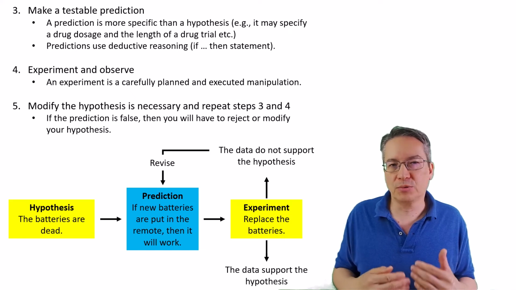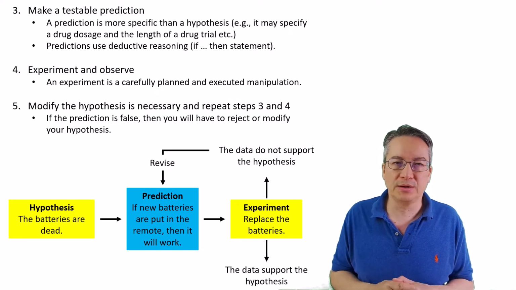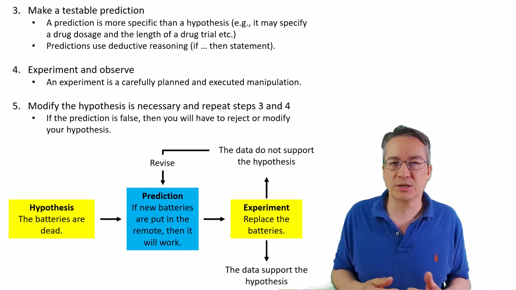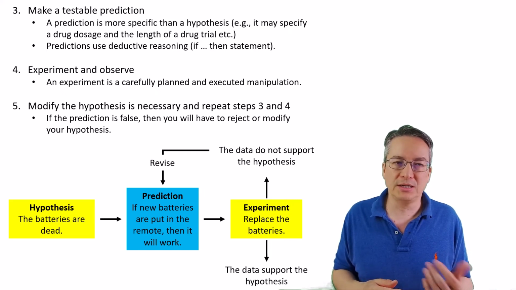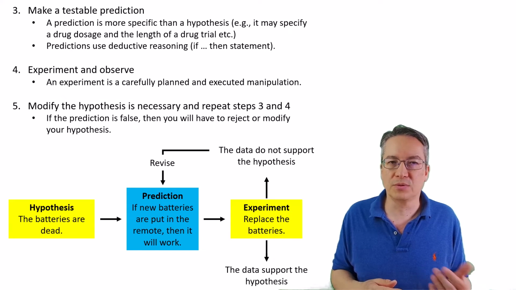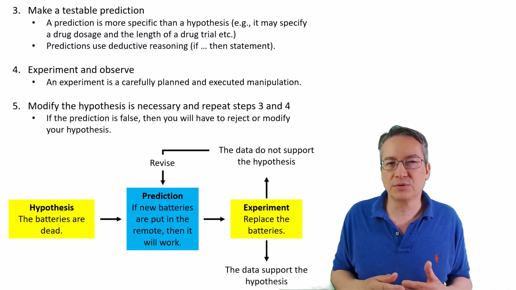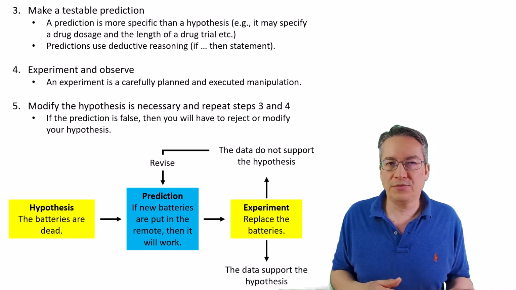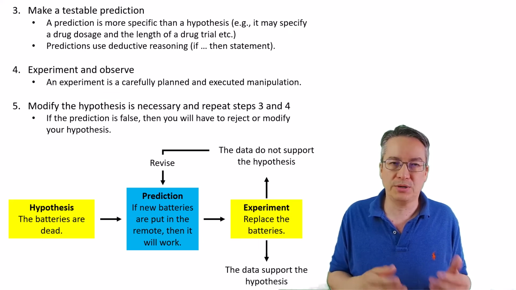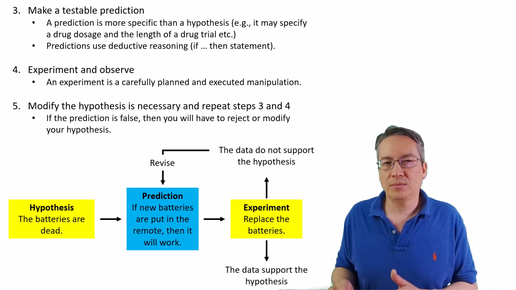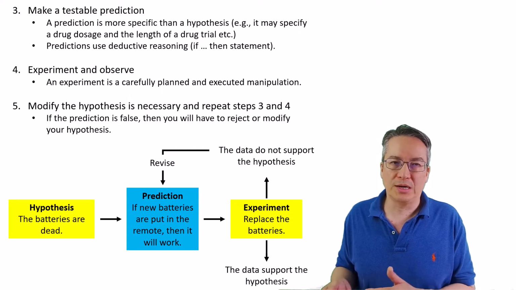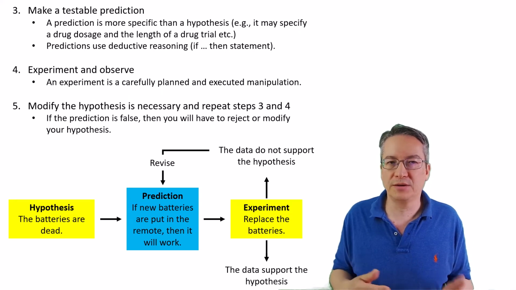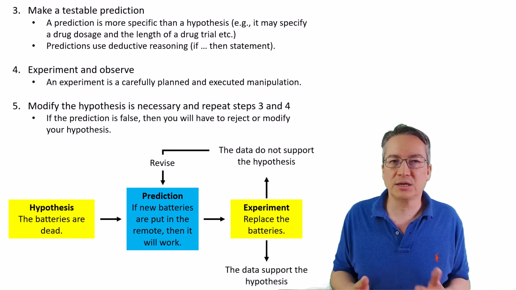So one way to identify a prediction is they often use deductive reasoning, and they're often stated as an if-then statement. We talked about inductive reasoning a second ago, and one form of that is generalization. Here, deductive reasoning is essentially in the form of an if-then statement. So if a patient with this condition takes this drug at this dosage for this period of time, then we'll see their blood pressure drop, right? That's a prediction. It's an if-then statement, and that's using deductive reasoning.